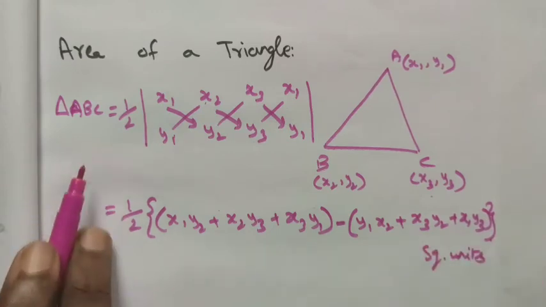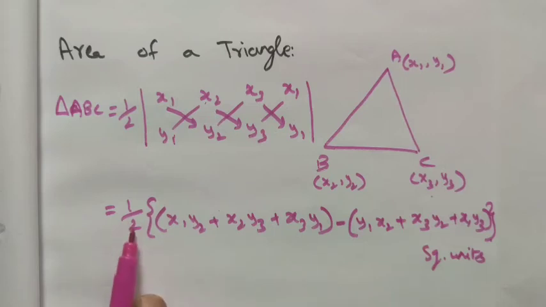Because we are finding the area, we have the square unit of x1 y2 plus x2 y3 plus x3 y1. See that x1 means y2, x2 means y3, x3 means y1. Next one, x2 means y1, x3 means y2, x1 means y3. The second term is the minus of the term.